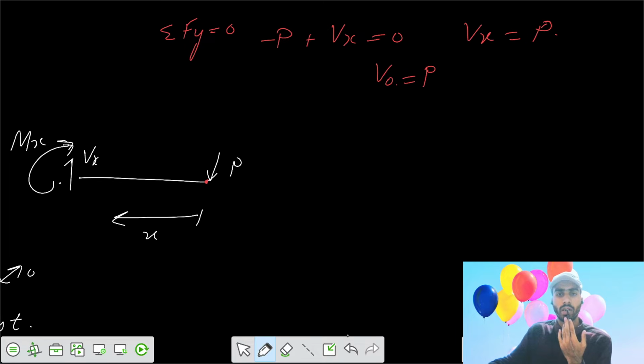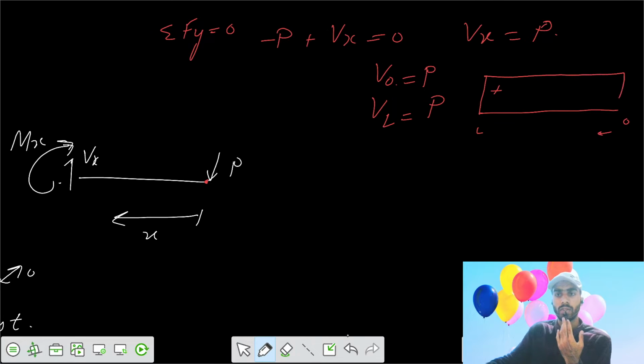When your x equals the total length L, your shear force is also equal to P. So if you have the diagram from 0 to L, from 0 to L your shear force remains a constant value of positive P. So this was your shear force diagram.